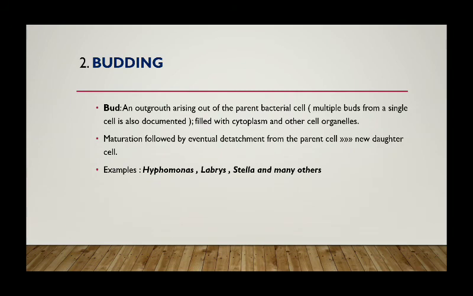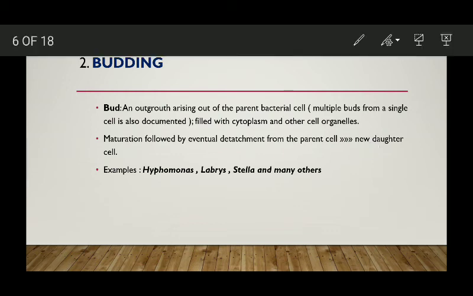Another mode of asexual reproduction in bacteria is budding. First of all, what is a bud? A bud is an outgrowth arising out of the parent bacterial cell. For example, this is a bacterial cell, and an outgrowth arises from it. This outgrowth is known as a bud. In some cases, multiple buds from a single cell have also been documented.